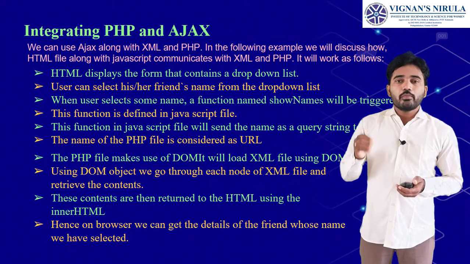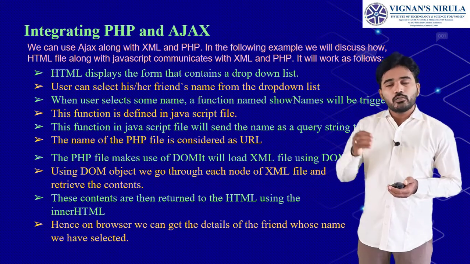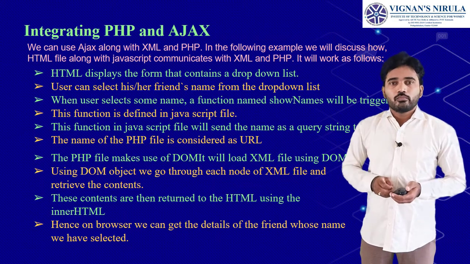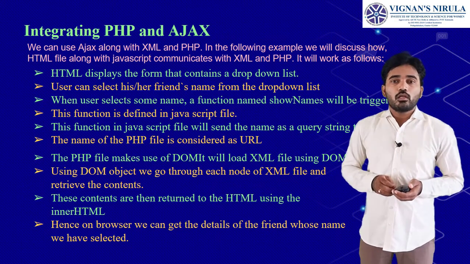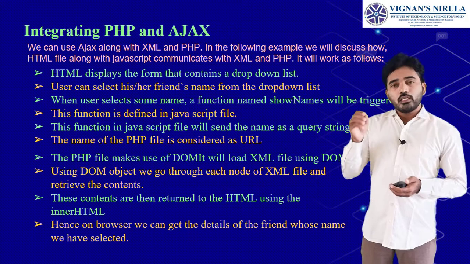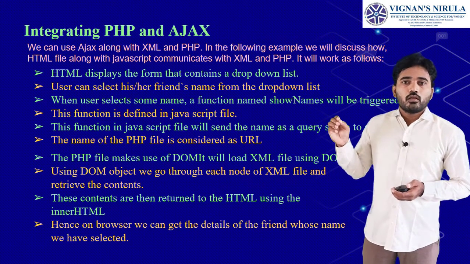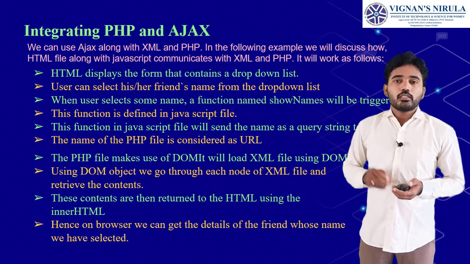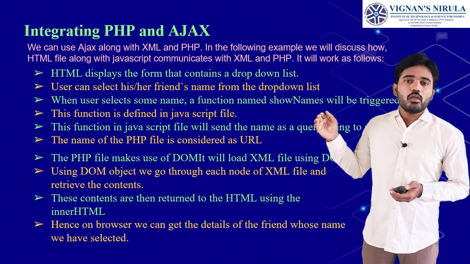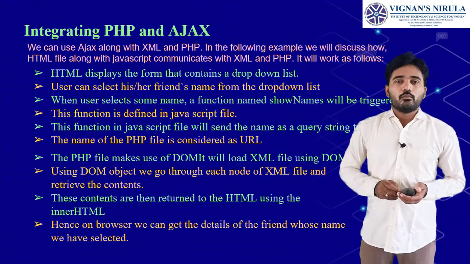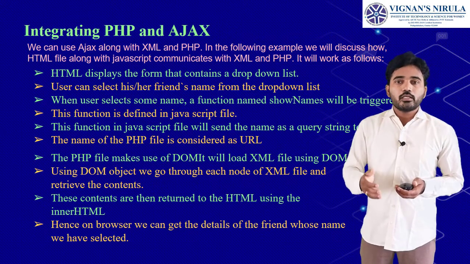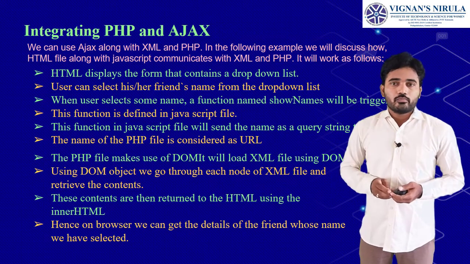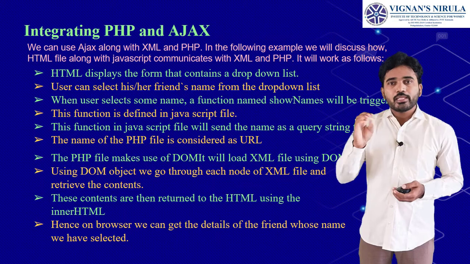So, the PHP file makes use of the document object model, and it will load the corresponding XML file using the document object model. Using the document object model, we go through each node of the XML document and retrieve the content one after another in a sequential manner. These contents are then returned to the HTML using the innerHTML. Hence, on the browser we can get the details of the friend whose name you selected. Understood? So, here 5 steps are there.